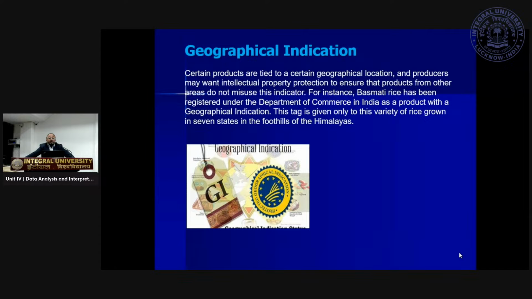This also comes under intellectual property right: geographical identification, GI as it is called. Certain products are tied to a certain geographical location, like Jammu and Kashmir, Kanyakumari. Producers may want intellectual property protection to ensure that products from other areas do not misuse this indicator. So this is also taken by certain companies.